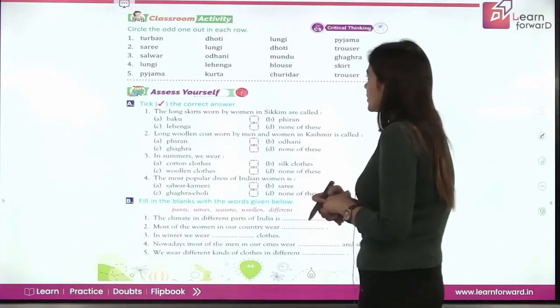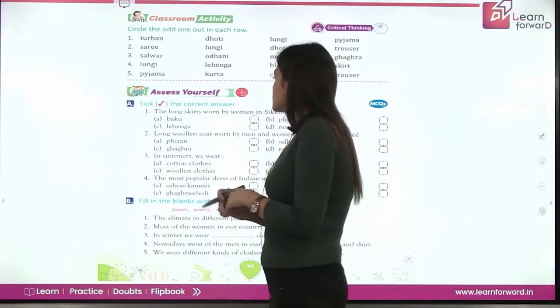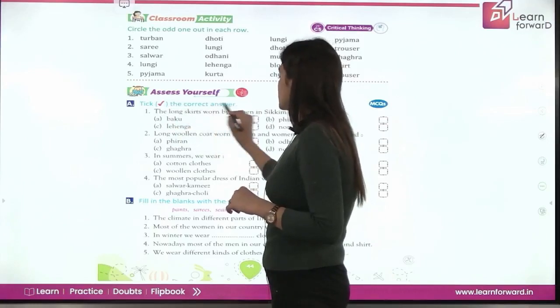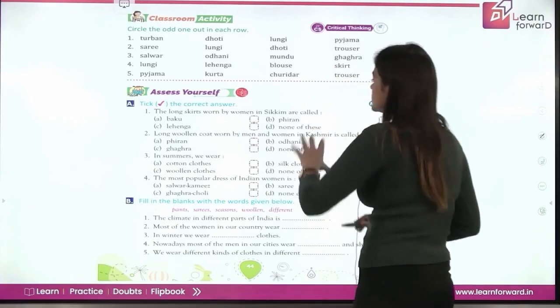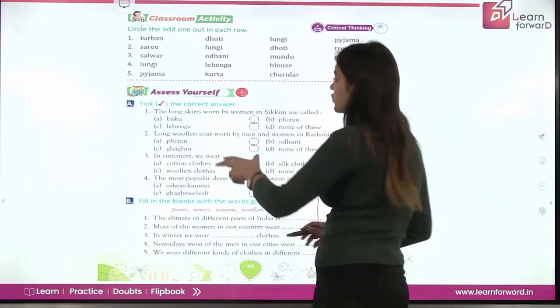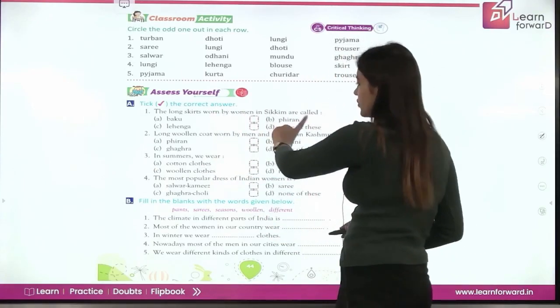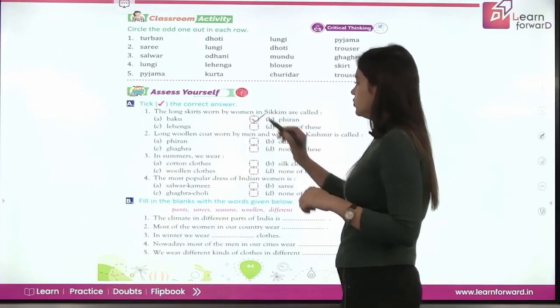Now we have completed the chapter and we will do the exercise. A. Choose the correct answer first. The long skirts worn by women in Sikkim are called. So this is not mentioned in the chapter, but we should know that the long skirts which women wear in Sikkim are called bakhu.